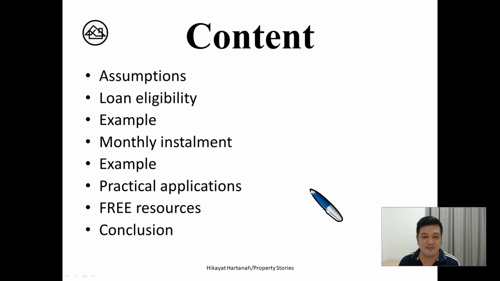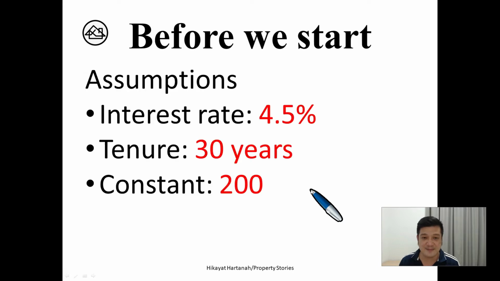So first one, we go to the assumptions first. What are the assumptions? Interest rate about 4.5, tenure about 30 years, and this constant, this magic number, 200. You don't have to ask where it comes from. It's just a constant number that you can use, 200.